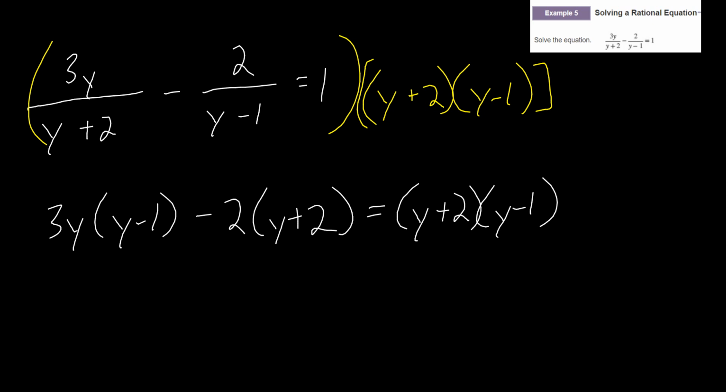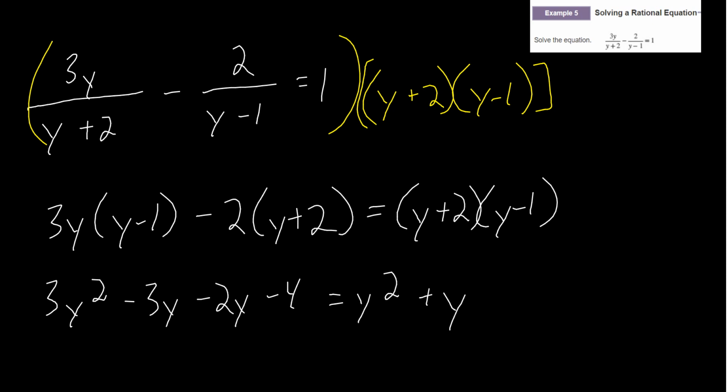We're going to have to clean this up a little bit, and so we're going to end up with 3y squared minus 3y minus 2y minus 4. Then we're going to FOIL this. We're going to have y squared, 2y, and then negative 1y, so it's going to have a plus y, and then we're going to have negative 2.